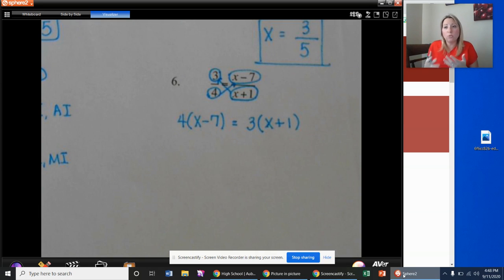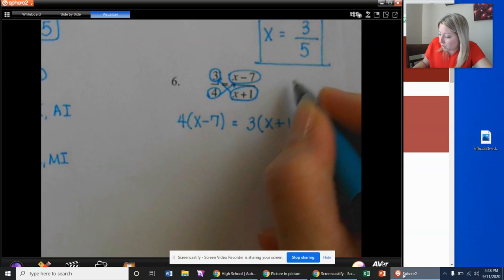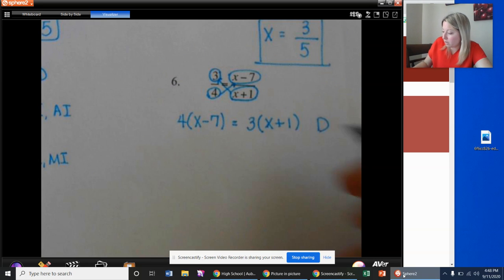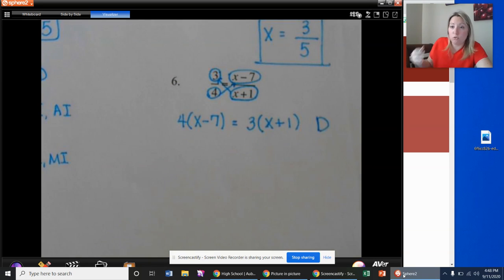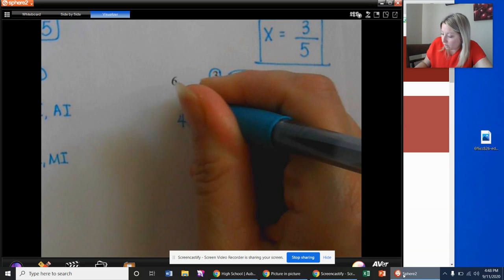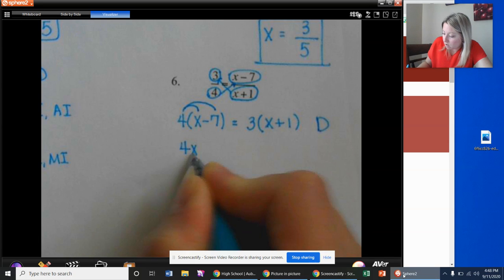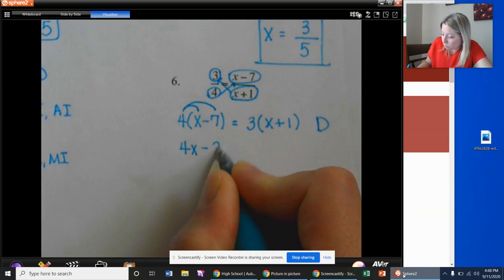And so now, that really was showing some distributing, right? So I'm going to keep that here because now I've got to actually do that distributing that I'm supposed to do. Okay. Now I will actually distribute. 4 times x is 4x. 4 times negative 7 is negative 28.